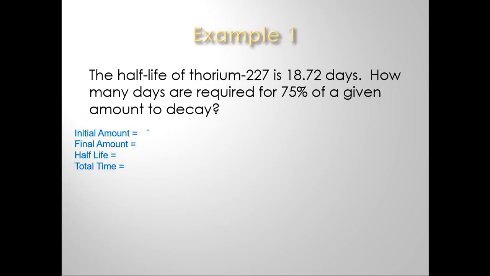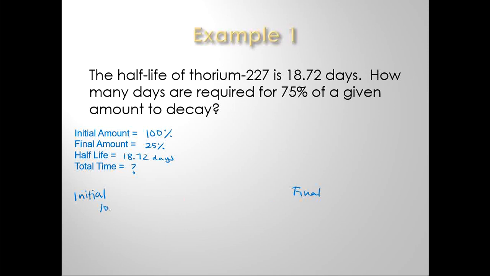And so for initial amount, we have 100%, because this problem is talking about percents. Final amount, so how much remains after 75% is decayed? 25% remains. The half-life is 18.72 days, and the question is asking for the total amount of time. So I'm going to use the number line that I talked about a few minutes ago. And the way that the number line works is that you have your initial amount on the left side of your paper and the final amount on the right side of your paper.